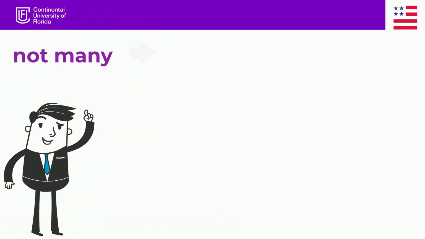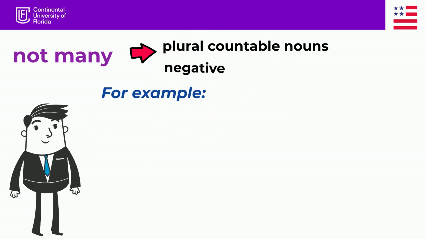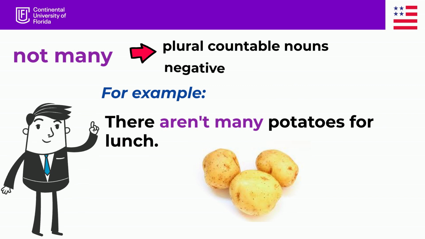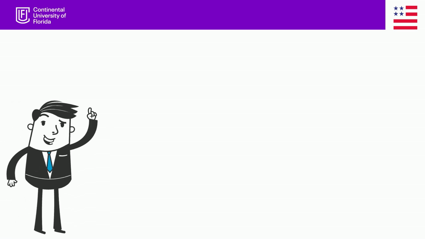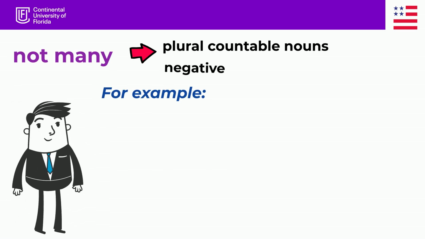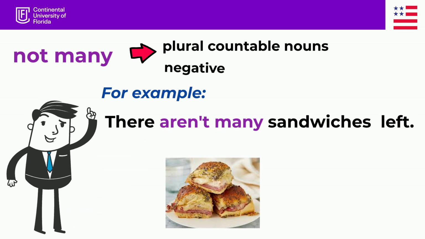We use not many for plural countable nouns and in negative sentences. For example, there aren't many potatoes for lunch. Let's take a look at another example. There aren't many sandwiches left.